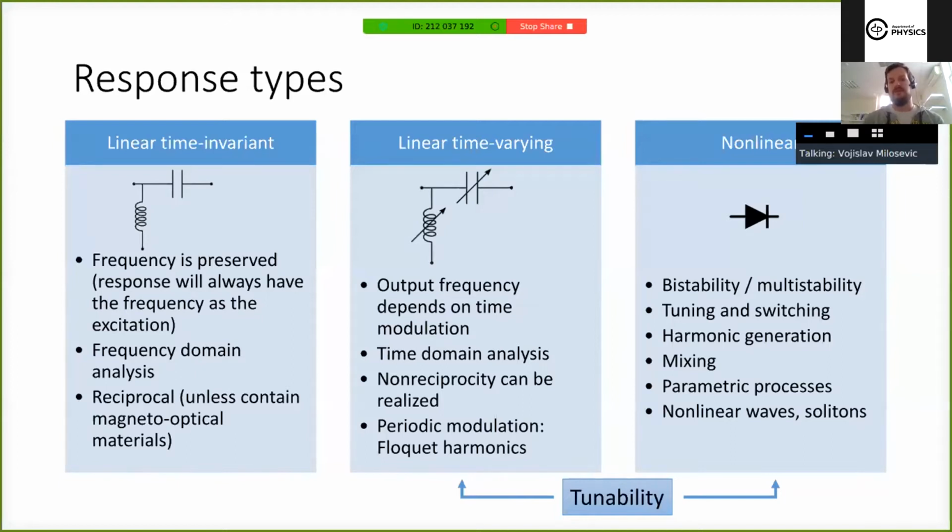The boundary between linear time-varying and nonlinear is not very strict, because we usually require some type of nonlinear material to realize this time variability in this type of system. These two areas are connected with tunability. The linear time-varying systems require tunability, and tunability is also a feature of nonlinear systems, but tunability is a whole research area in itself. So I just indicated it here like this.